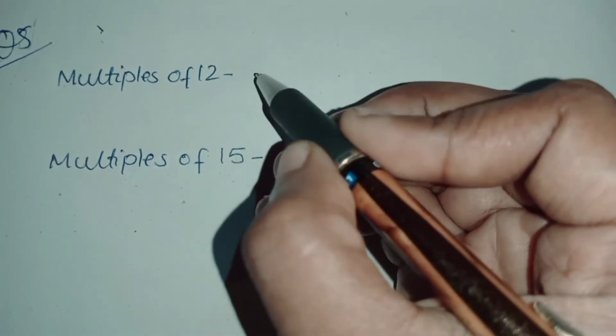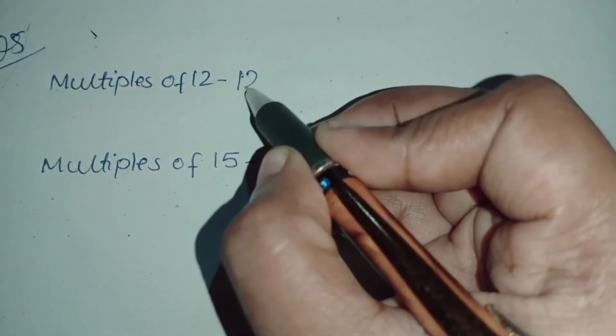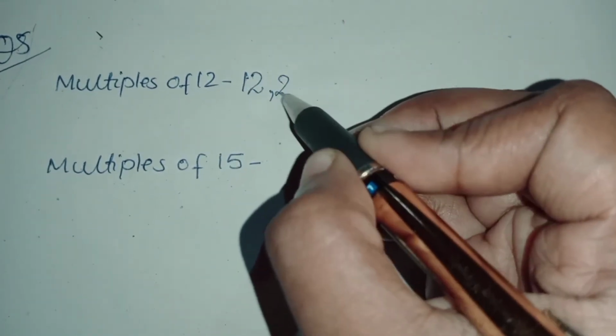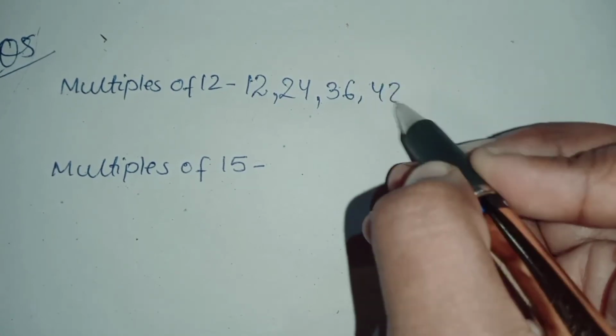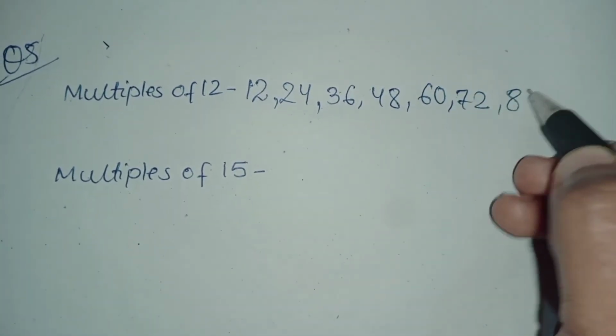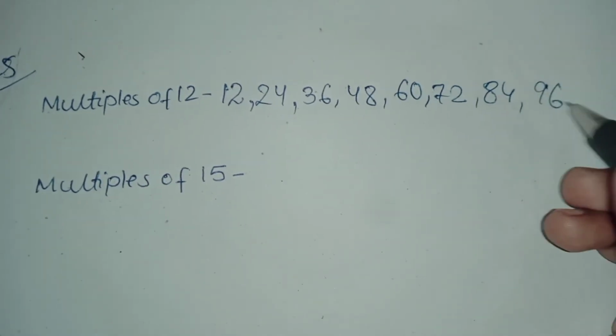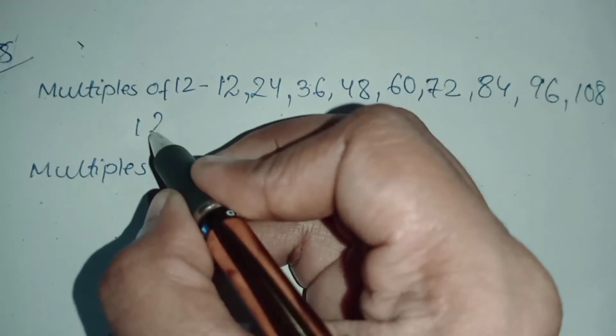Multiples means you write the table only. So 12 ones are 12, then 2 twelves are 24, 36, 48, 60, 72, 84, 96, 108, then 120.